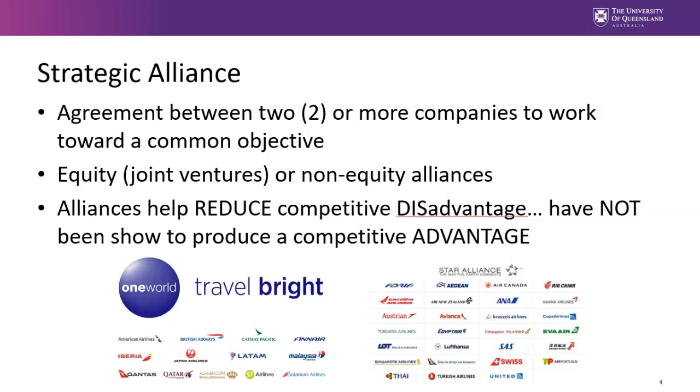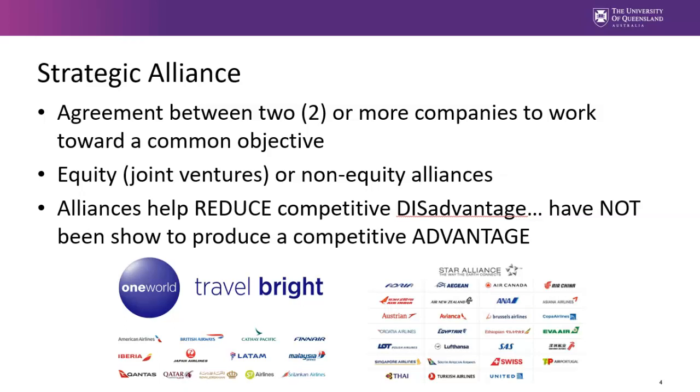Now, here's the thing, particularly with non-equity alliances, they really don't produce a massive competitive advantage. What they really do is reduce the potential disadvantage. In other words, it makes it easier, and that's why the airlines do this so much, because it's so hard, even for the biggest airlines, to have routes everywhere. And since they certainly have limitations, there are political and economic reasons not to be able to be represented in every country and every city, that sort of thing.